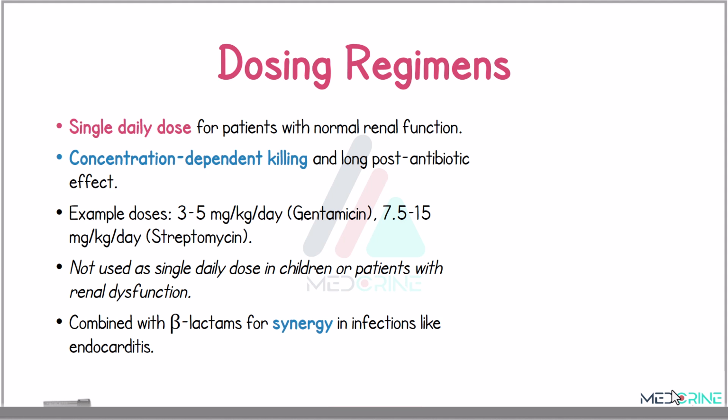Regarding the dosing regimens, we implement a single daily dosing for most patients who have a normal renal function. And with aminoglycosides, we have a concentration-dependent killing effect and a long post-antibiotic effect. For example, with gentamicin, we use a dose of 3 to 5 milligrams per kilogram per day. And with streptomycin, we commonly use a dose between 7.5 to 15 milligrams per kilogram per day.